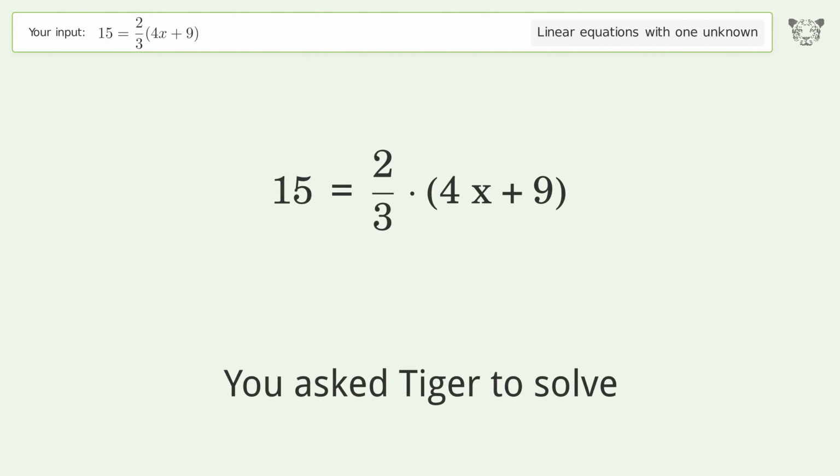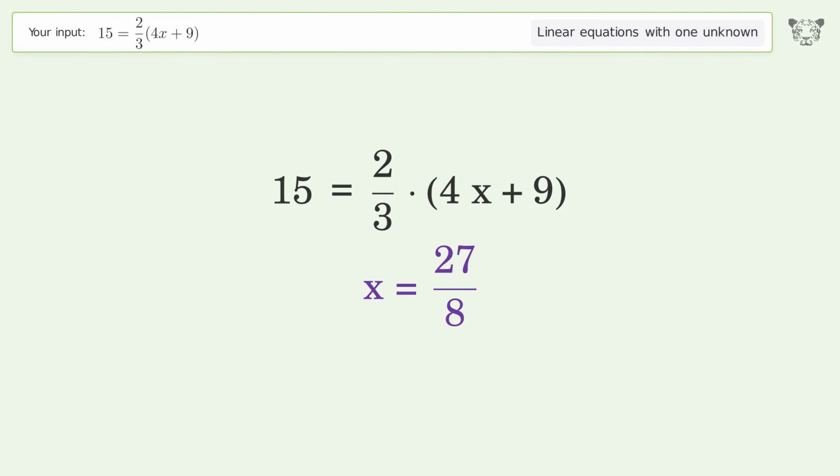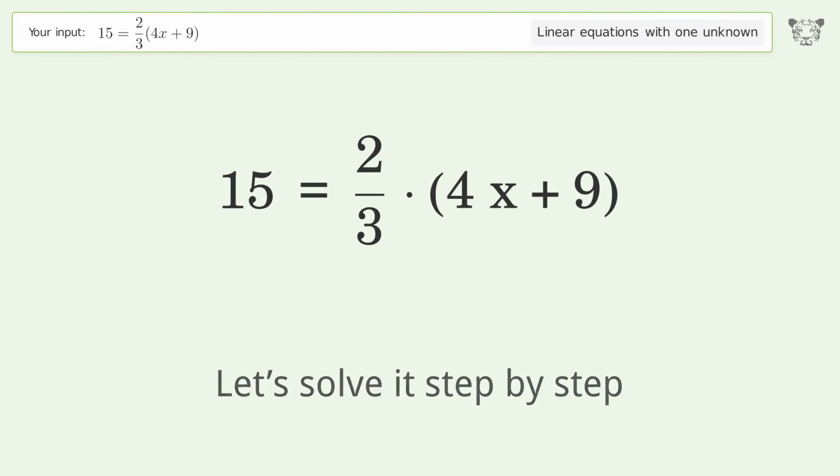You ask Tiger to solve. This deals with linear equations with one unknown. The final result is x equals 27/8. Let's solve it step by step.